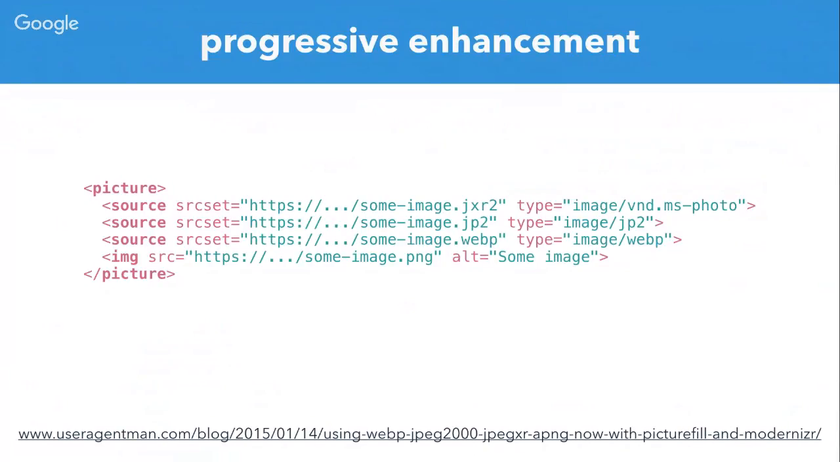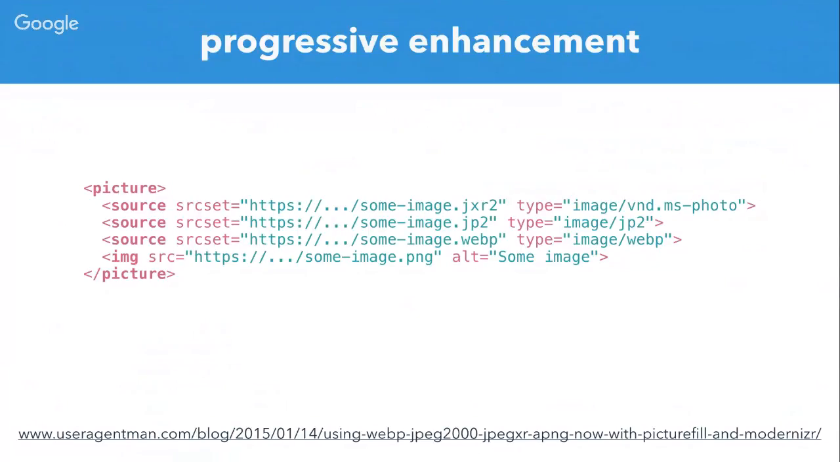So the browser goes from top to bottom and checks if it understands the given format. So in this example, it will check, okay, do I understand JPEG 2000 or WebP or the PNG? And at the end, if it doesn't understand any of the fancy formats, it will fall back to the image element that is in there.